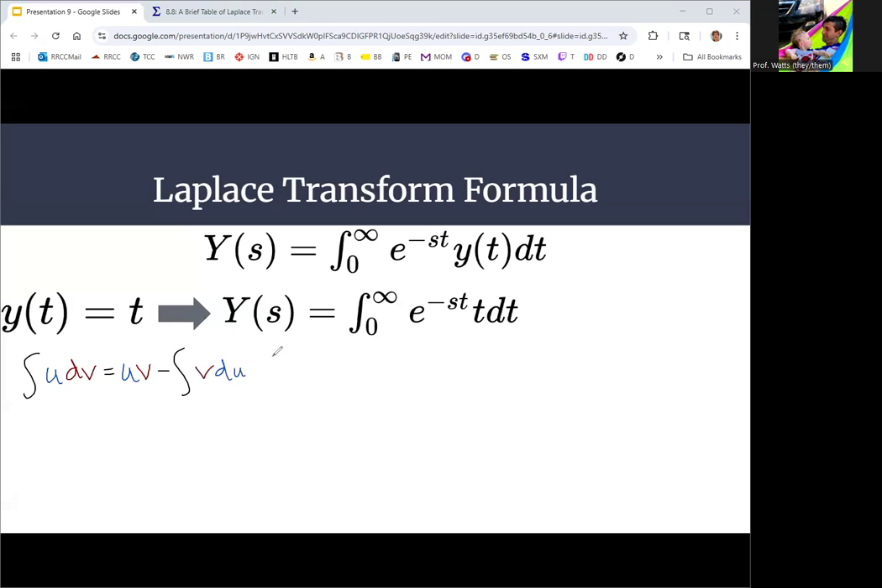So you want to identify which factor will be differentiated and which will be integrated. And of course, if there are limits of integration, then those same limits appear on the second integral and evaluated on the part outside the integral using the fundamental theorem of calculus. So for us, we want to take the derivative of the t part, and we want to integrate the exponential.